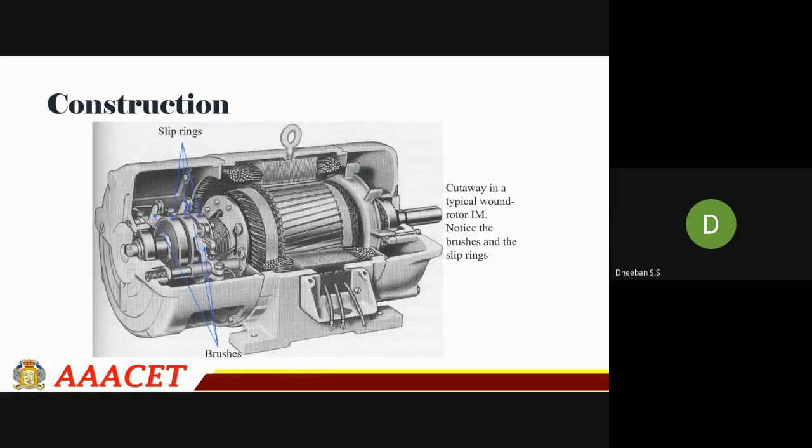This is a cross-sectional view of your induction motor. Here the view is just cut out. You can see your slip rings. These are the slip rings, and they will be connected to your rotor part. So this is what we have with respect to the construction of your induction motor. Thank you.